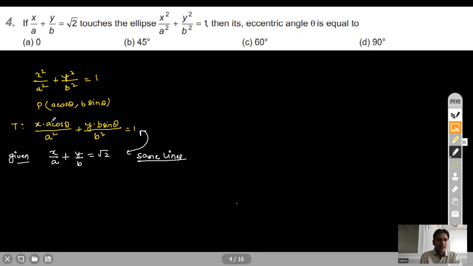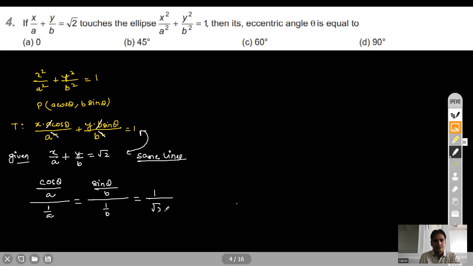If you observe here, this A and this A can get cancelled out. This B and this B can get cancelled. Okay. So what is the coefficient of X here? It is cos theta upon A, right? And what is the coefficient of X here? It is basically 1 upon A, right? So this must be equal to the coefficient of Y. So the coefficient of Y here is sine theta upon B, and here it is 1 by B, and this must be equal to the constant term, that is 1 upon 1 here in this case and root 2 here.